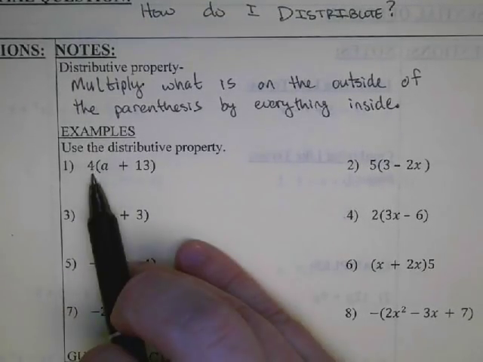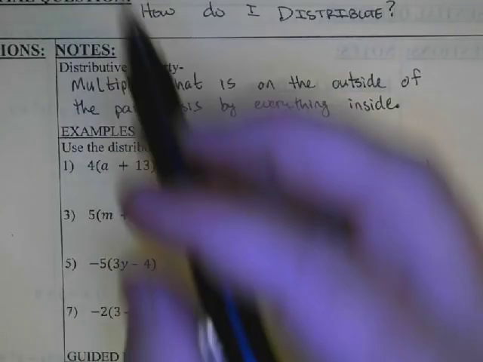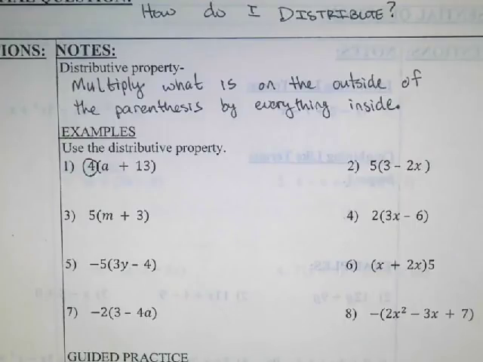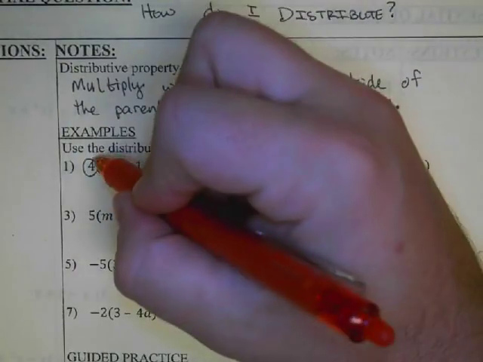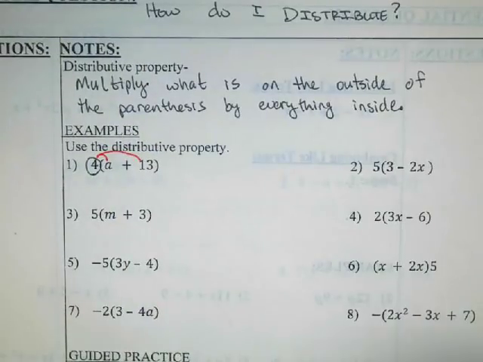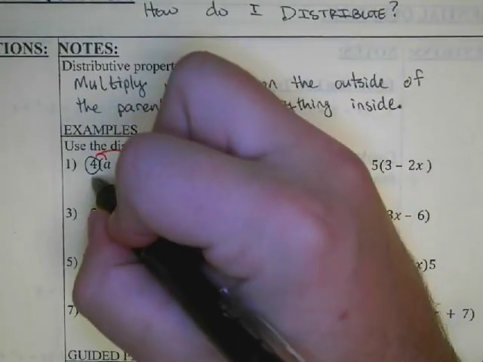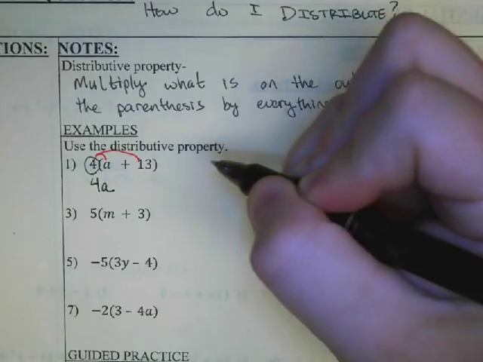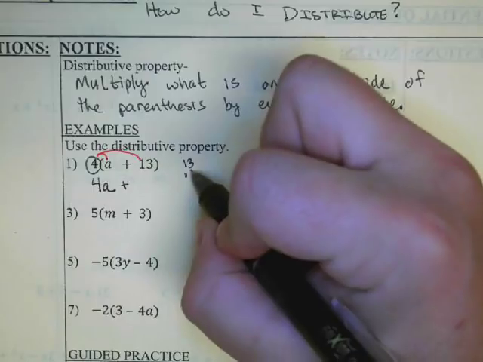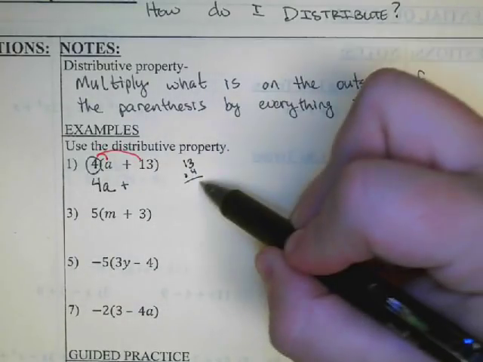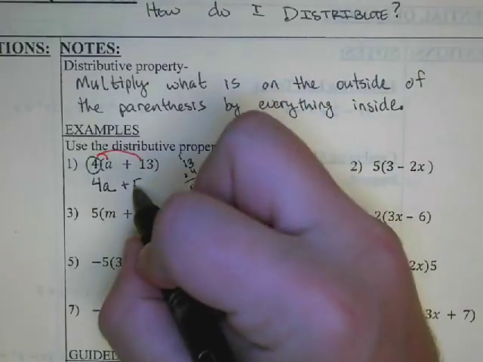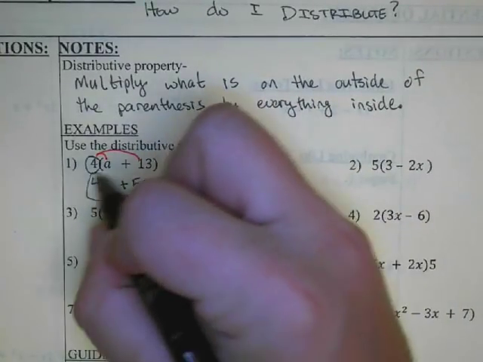The first one's pretty straightforward. I'm going to take this 4. Then I like to draw these rainbows to kind of help me see what I'm multiplying by. So I'm doing 4 times a, and then 4 times 13. So 4 times a will be 4a, and then 4 times 13, well, let's do it. 13 times 4. 4 times 3 is 12, carry a 1. 4 times 1 is 4, plus 1 is 5, so plus 52, and we're done.